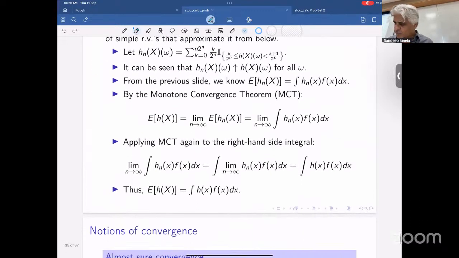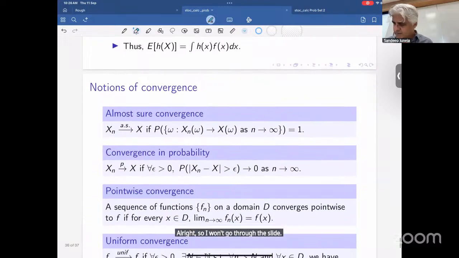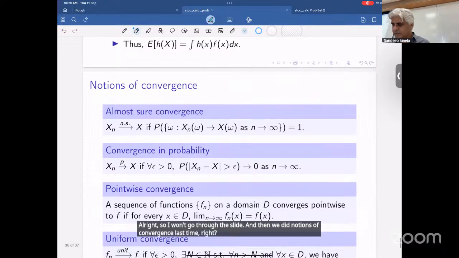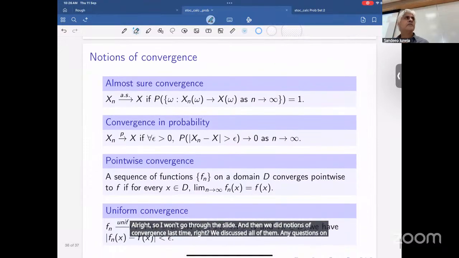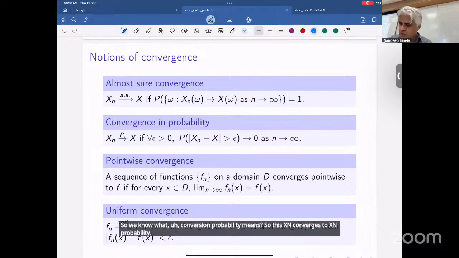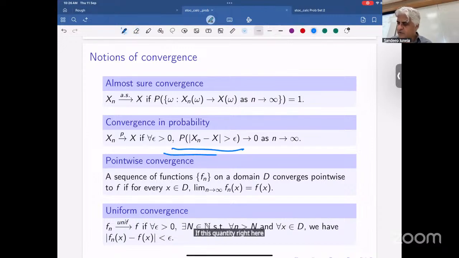All right, so I won't go through this slide. And then we did notions of convergence last time, right? We discussed all of them. Any questions on this slide? So we know what convergence in probability means, right? So X_n converges to X in probability if this quantity right here, for any epsilon, you give me an epsilon, fix it, this probability should go to 0 as n goes to infinity.